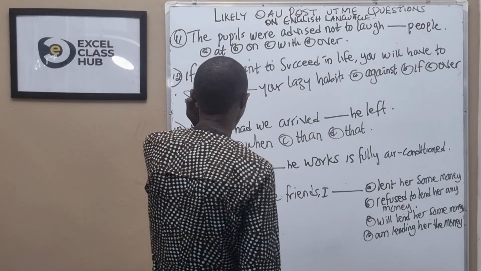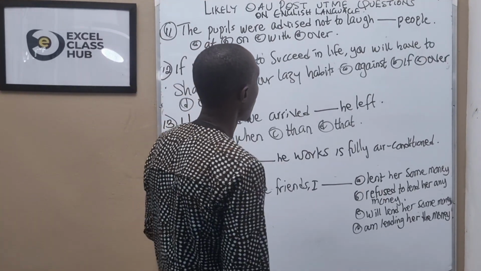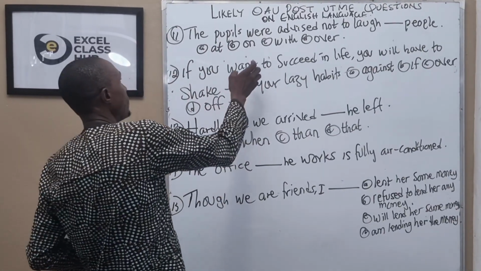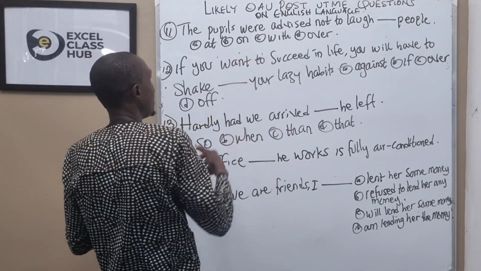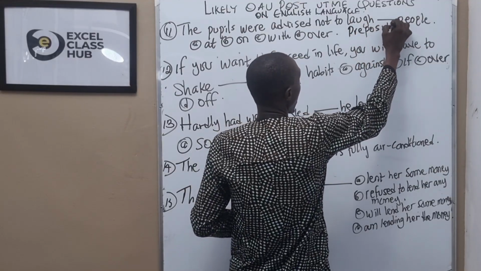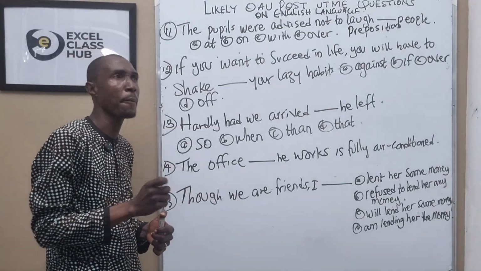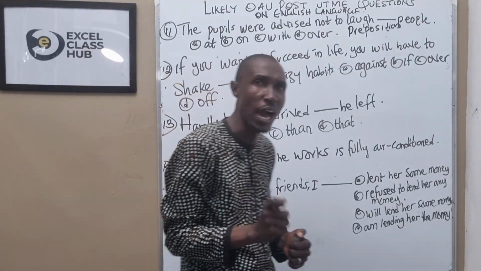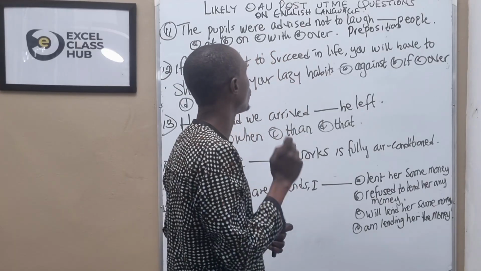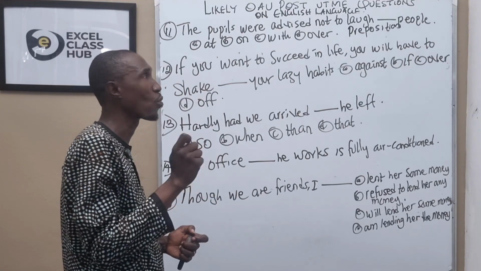So we go to question 11. The pupils were advised not to laugh dash people. Now, if you observe the options given to us, they are all related to preposition. Preposition is one of the tricky word classes that we have. You have to be very, very careful when you want to supply a preposition to a question.